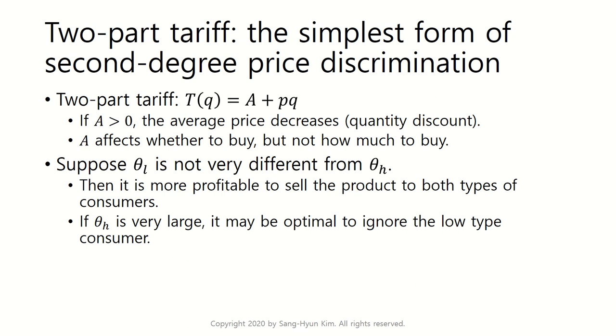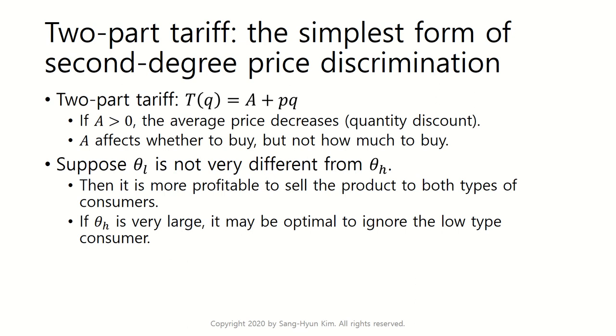If there is a positive A, a fixed fee or entry fee, then the average price is not constant. The average price changes. If A is positive, then the average price decreases. It's basically a quantity discount. You have seen many quantity discounts, right? If you buy more cans of Coke, then the unit price, or the average price, is decreasing. So you can pay a low average price if there is positive A. That's basically a quantity discount.